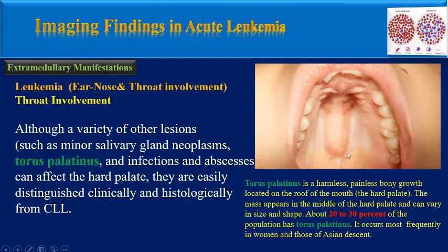About 20 to 30% of the population has torus palatinus. It occurs most frequently in women and those of Asian descent.